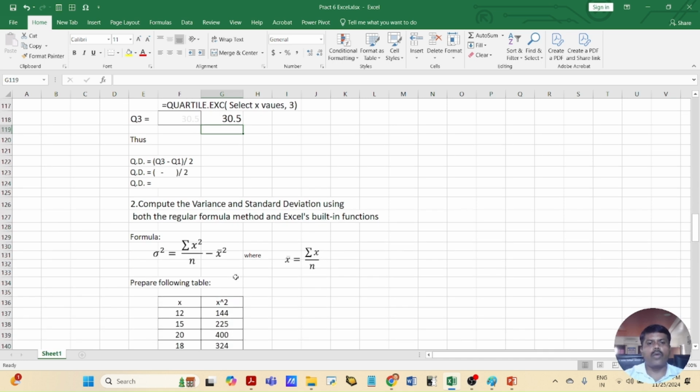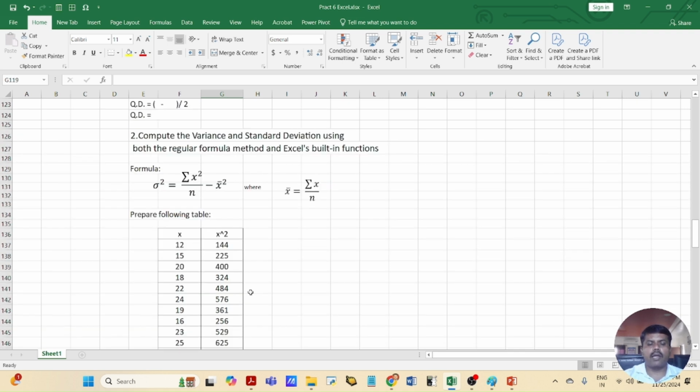Now we will compute variance and standard deviation using both the regular formula method as well as the Excel built-in function. So the formula for variance is sigma square equal to sum of x square divided by n minus x bar square, where x bar is equal to sum of x upon n. So we know how to find this x bar, that is, we take the sum of x values and divide by n.